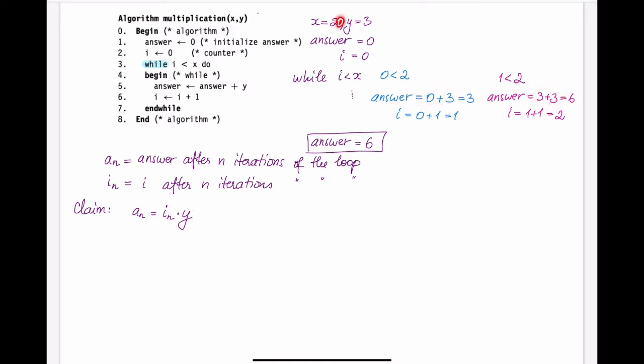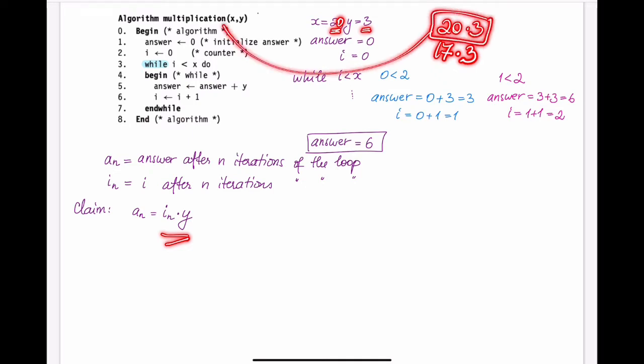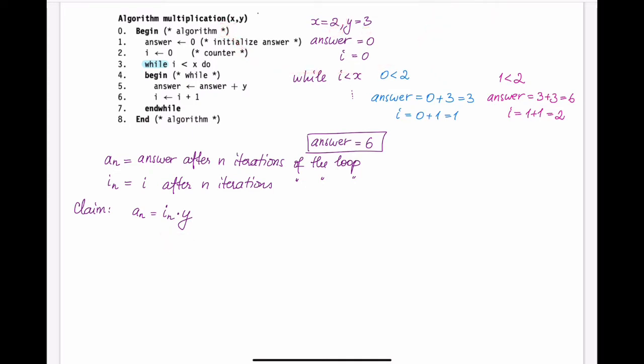If x was, for example, 20, then my claim here is that after, let's say, 17 iterations of the loop, I would have added y to itself 17 times, okay? And then if that is in fact a loop invariant, then I am in good hands, because that means that after 20 iterations of the loop, I would have added y to itself 20 times, and that of course is exactly the multiplication that I'm looking at. So my claim is that this is a loop invariant.